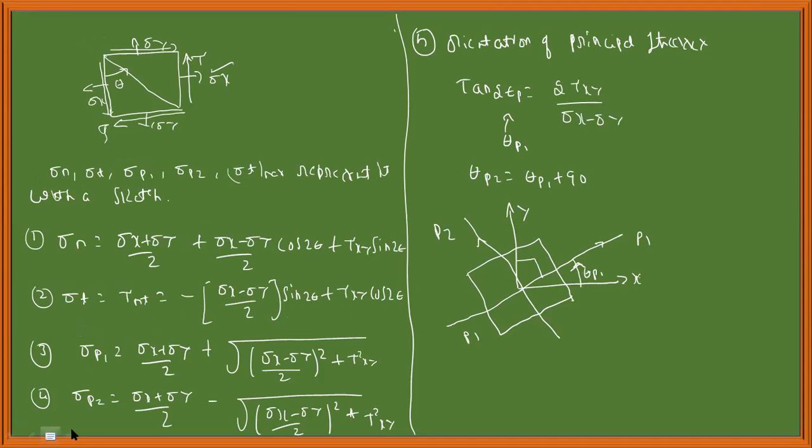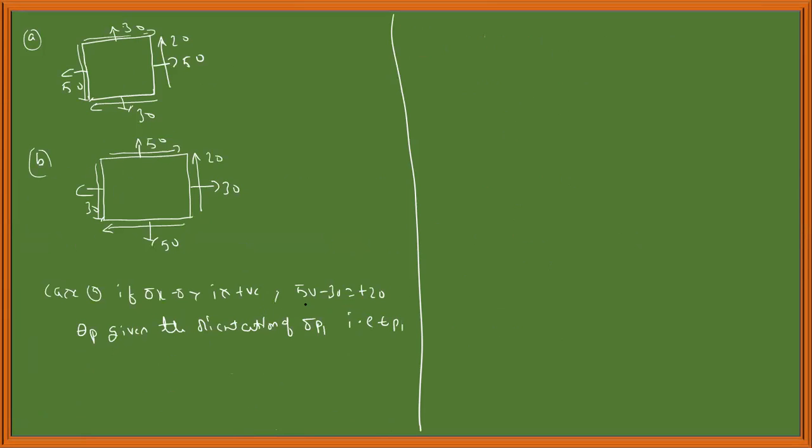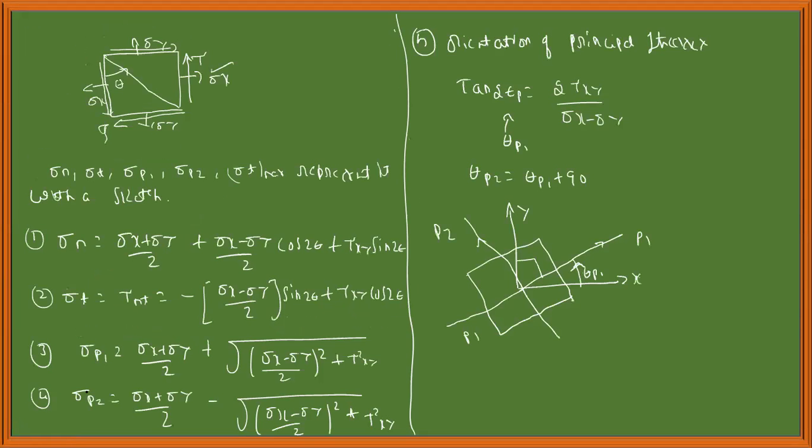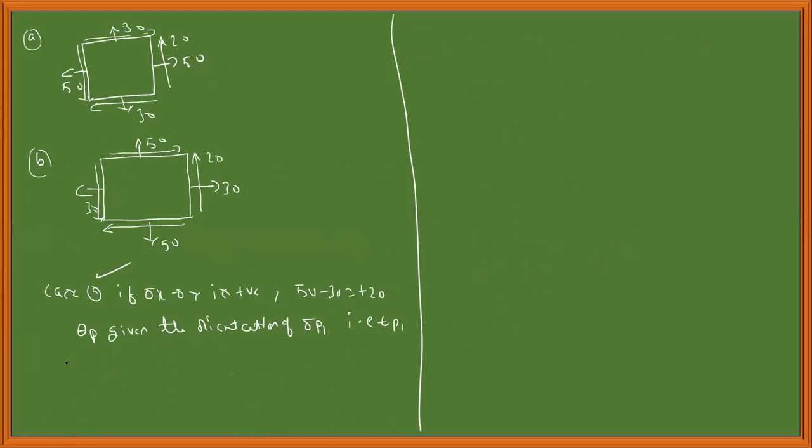For that, I will use a thumb rule: if sigma x minus sigma y is positive, like 50 minus 30 is equal to plus 20, then theta p gives the orientation of sigma p1, that is theta p1. This is the general case. When sigma x minus sigma y is positive, theta p1 gives the orientation of principal plane p1, and 90 degrees apart from this is theta p2.